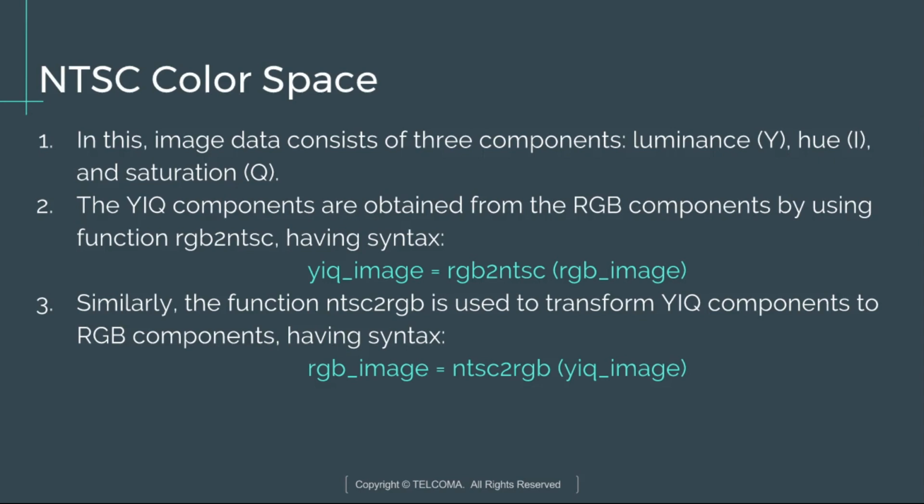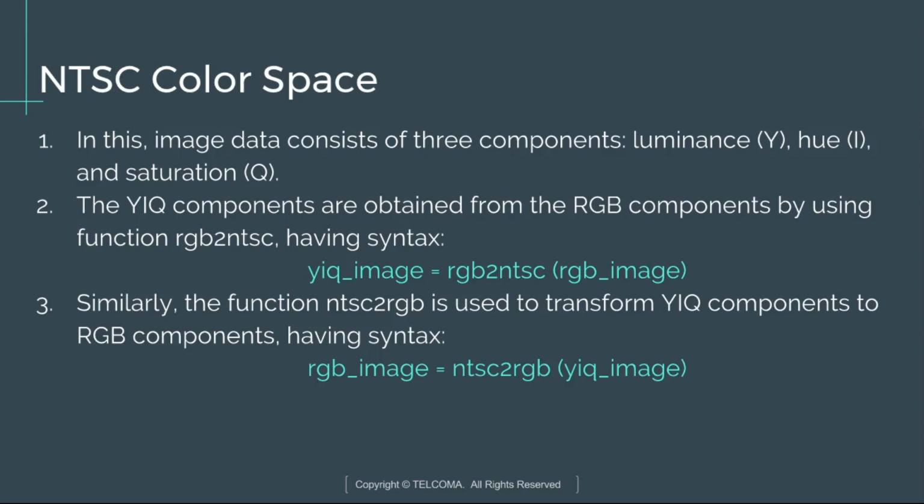Next is NTSC color space. The NTSC color system is used in analog television. One of the main advantages of this format is that grayscale information is separate from color data, so the same signal can be used for both color and monochrome television sets.